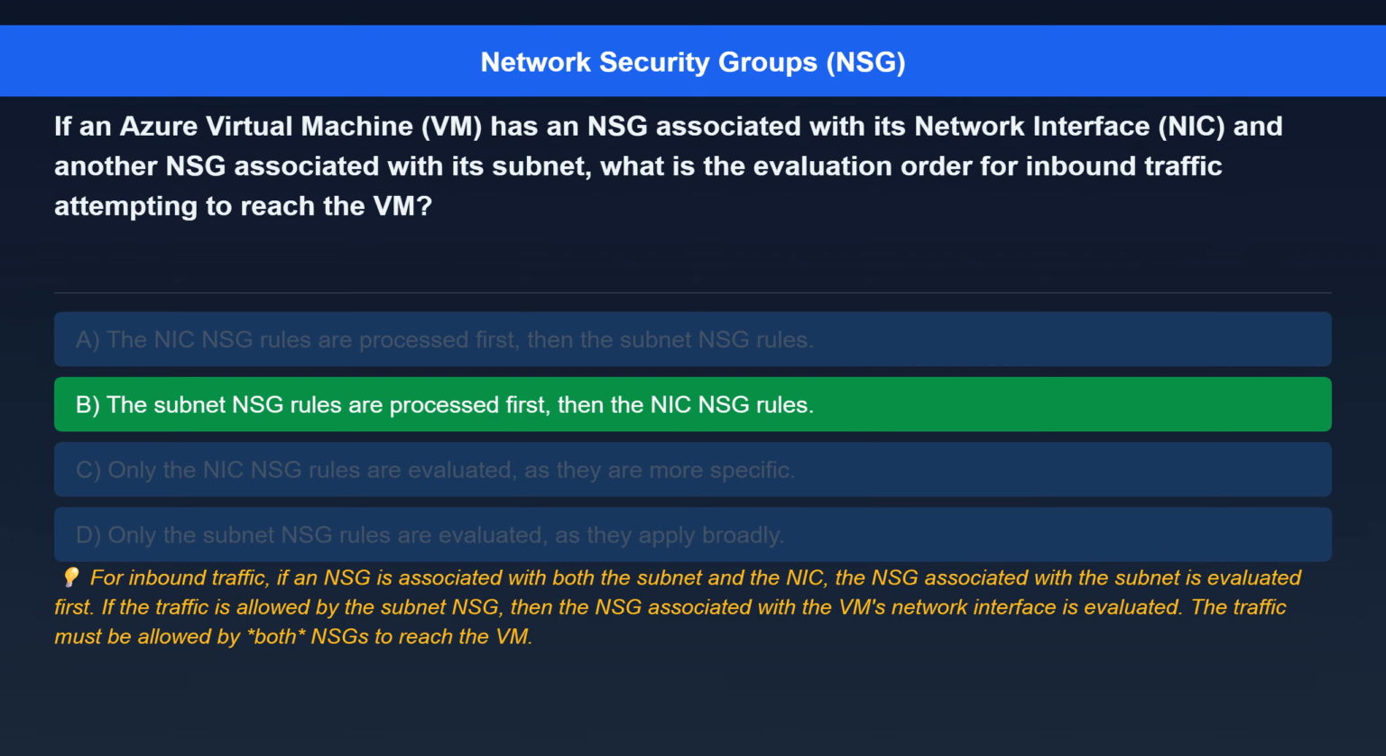The correct answer is, the subnet NSG rules are processed first, then the NIC NSG rules. Here's the explanation. For inbound traffic, if an NSG is associated with both the subnet and the NIC, the NSG associated with the subnet is evaluated first. If the traffic is allowed by the subnet NSG, then the NSG associated with the VM's network interface is evaluated. The traffic must be allowed by both NSGs to reach the VM.